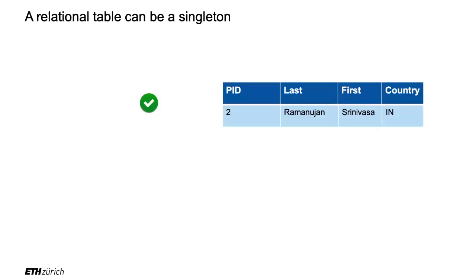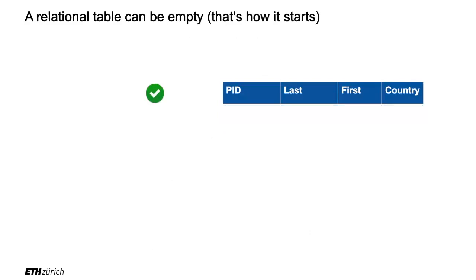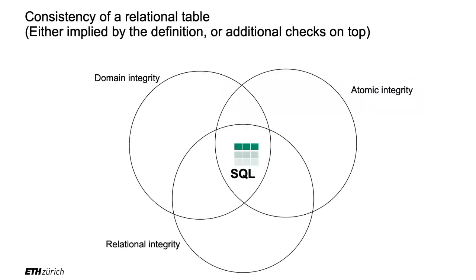You also want to accept singleton relational tables. It means it's a relational table that only has 1 row, right? And of course more than 1 is also fine. So empty, singleton, and more is fine.